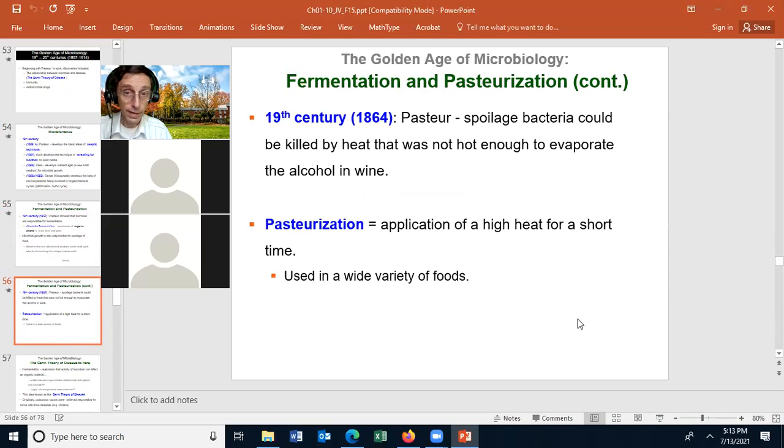So Pasteur showed that the spoilage bacteria could be killed by heat. And if you applied a heat that was not hot enough to evaporate the alcohol in the wine, you could protect the beer and the wine. And he called this process pasteurization, the application of high heat for a short time. It's actually used in a wide variety of foods. Most people are familiar with it with milk. But most beer, when you buy it in the store, you'll notice it's pasteurized.